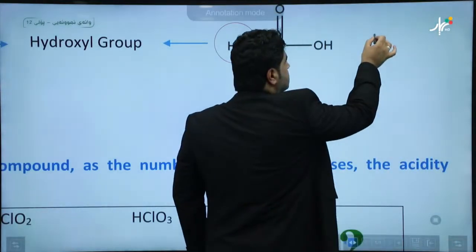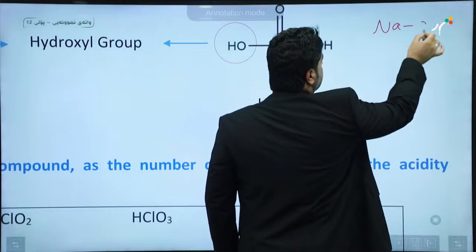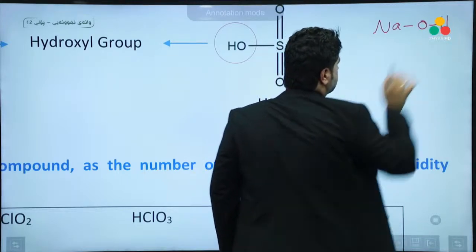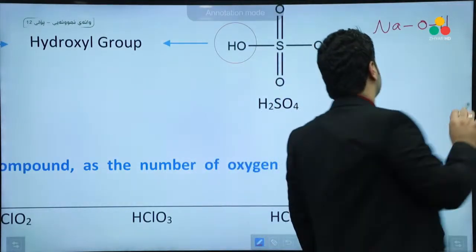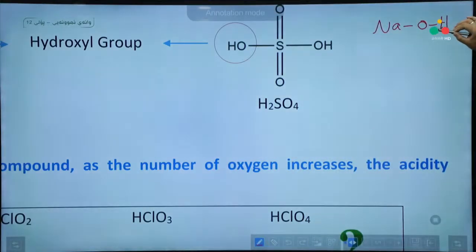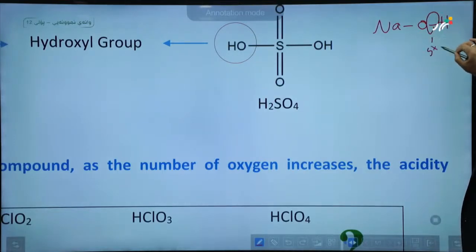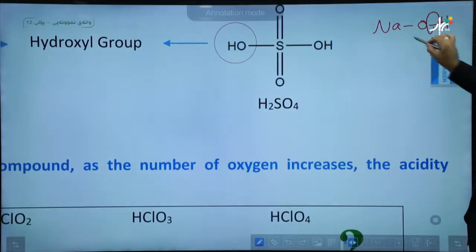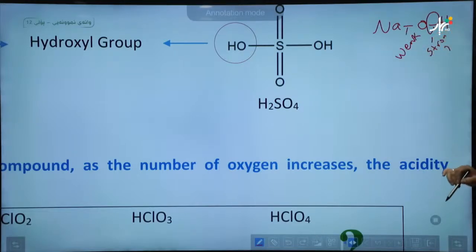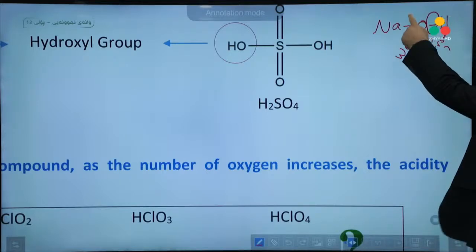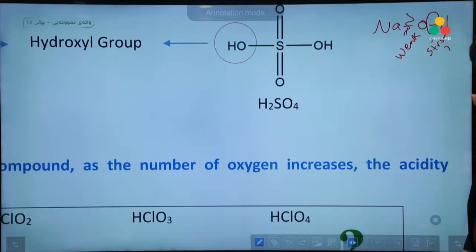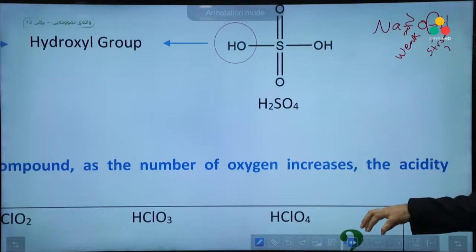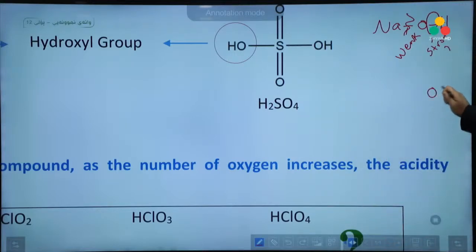I'll start with a strong base, NaOH. Look, NaOH. This is very strong. It's a strong bond. It's a weak bond. So which of them can break? Firstly, of course, that one. So when we put strong base, NaOH, into water, it yields OH.